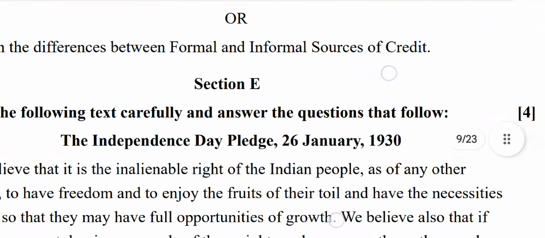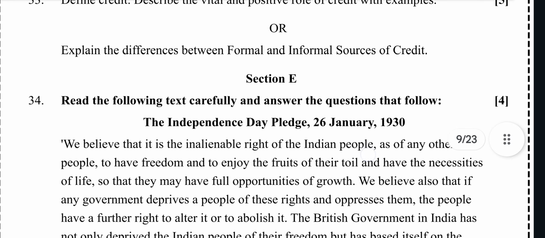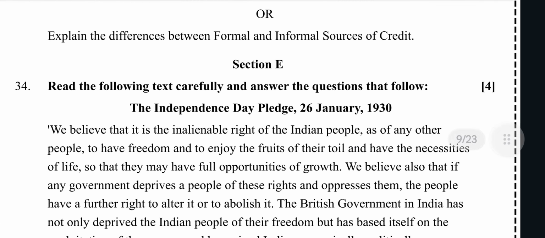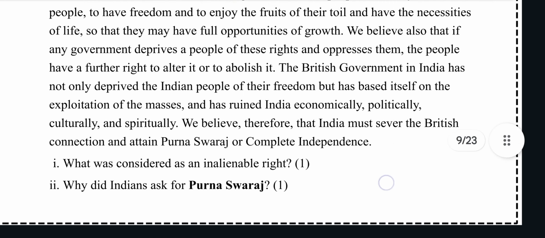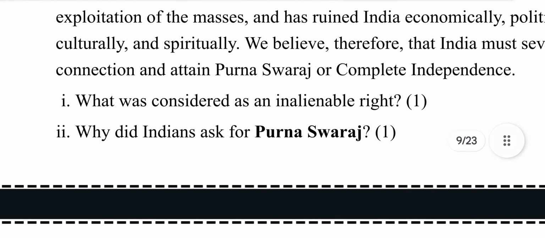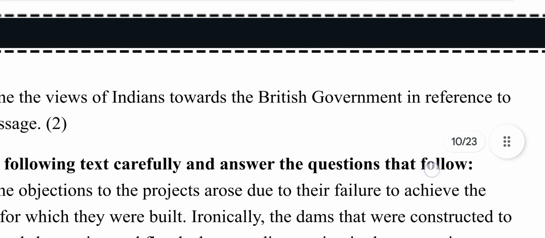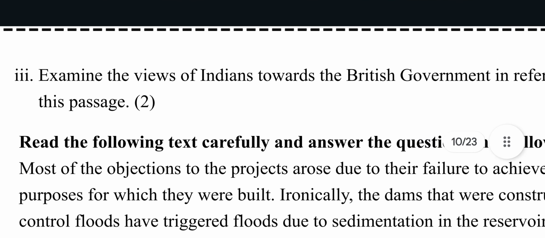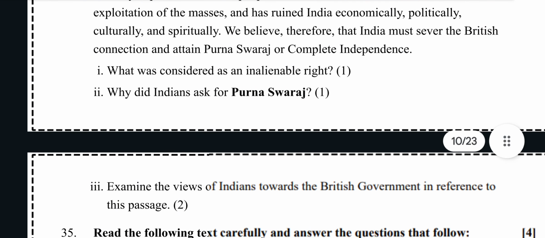Then you come to the next question, Section E. In this Section E you can see: read the following text carefully and answer the questions that follow. You have to read this text part and answer the questions that follow. This is from the history part. What was considered as an inalienable right? Why did Indians ask for Purna Swaraj? Examine the views of Indians towards the British government in reference to this passage. So like this, this is a passage based question.